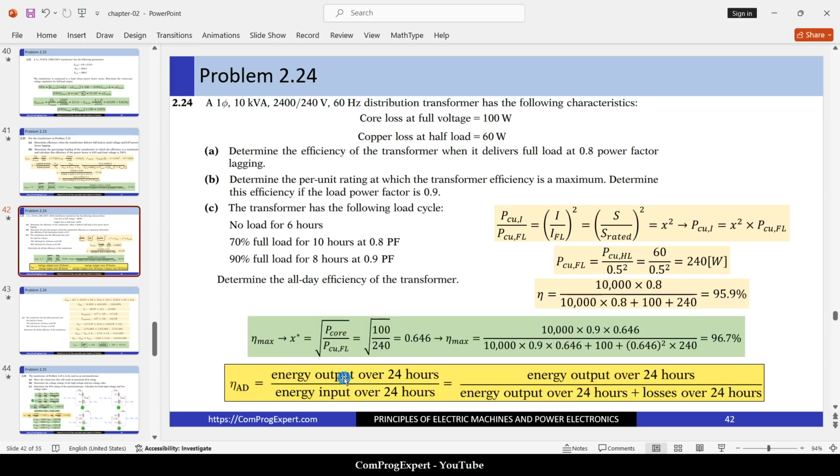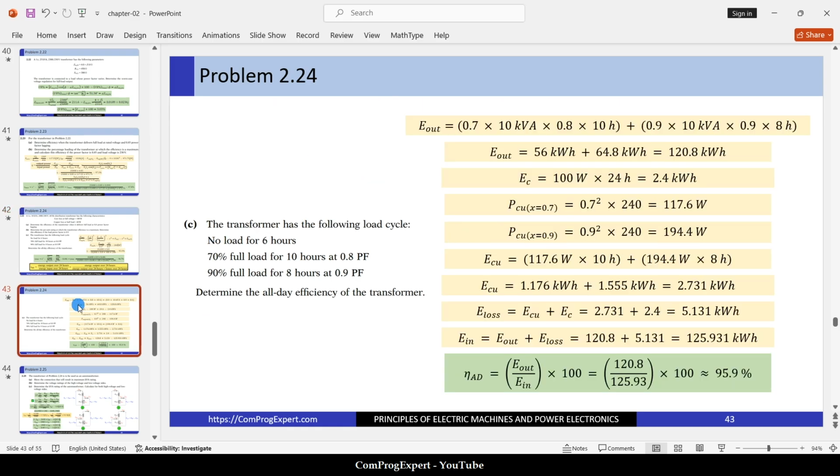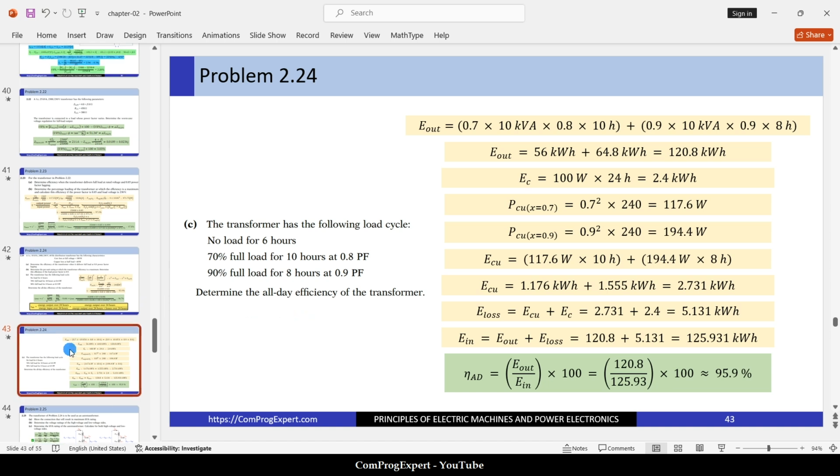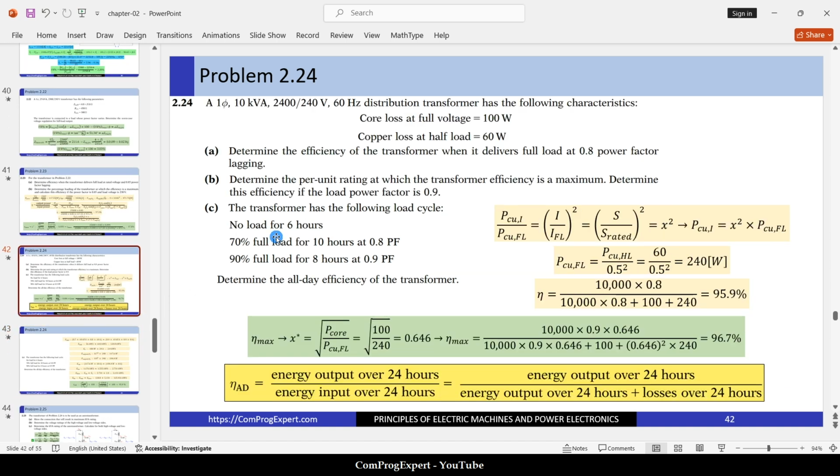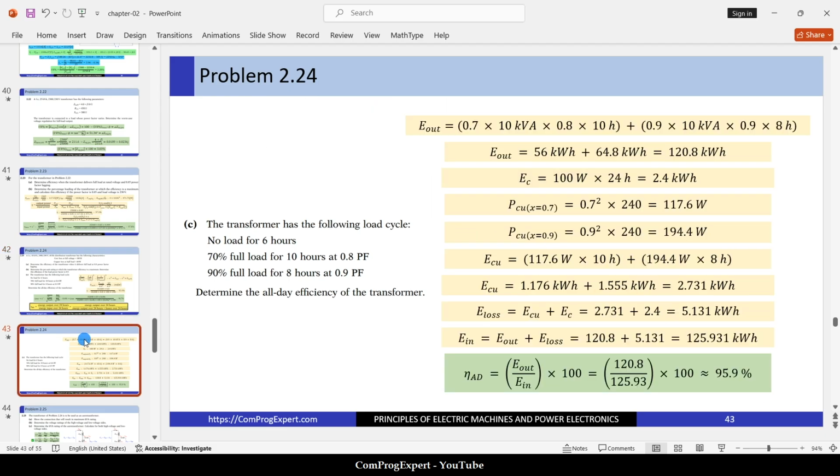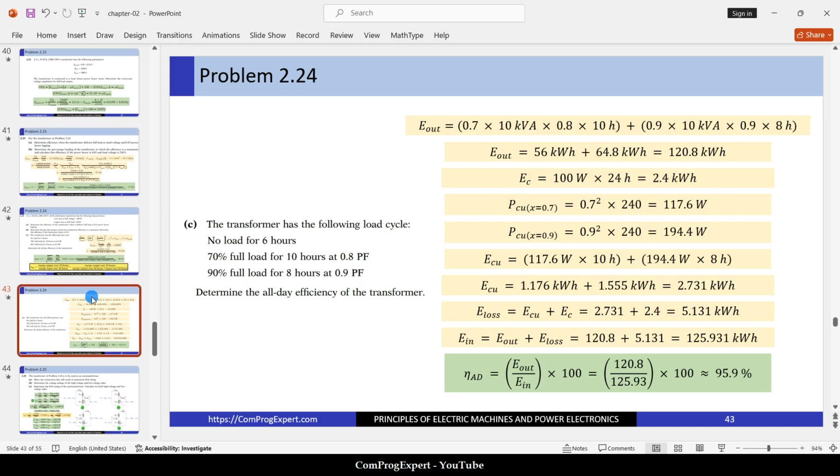We checked the definition of the all-day efficiency, energy output over 24 hours divided by the energy output plus losses, and we calculated it for this load cycle. So you can repeat the calculations for problem 24 and check the numbers. Anyway, let's continue solving the next problems in the next video.